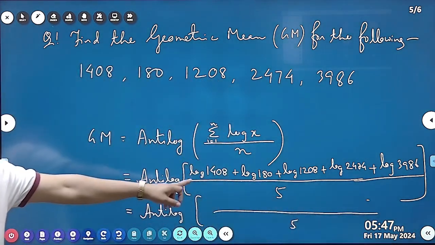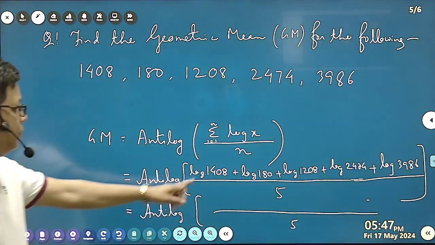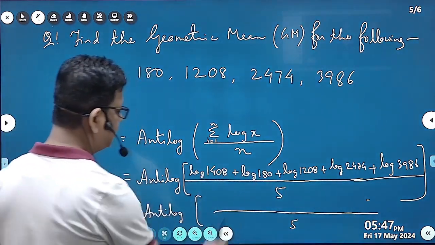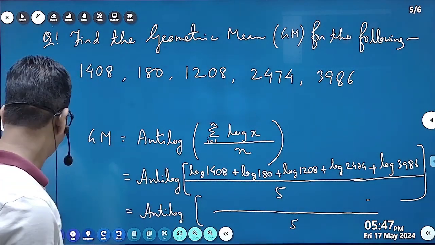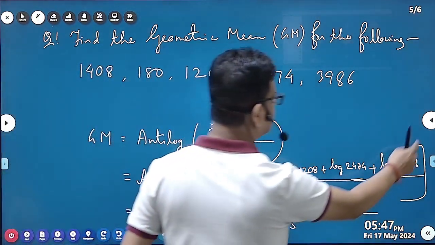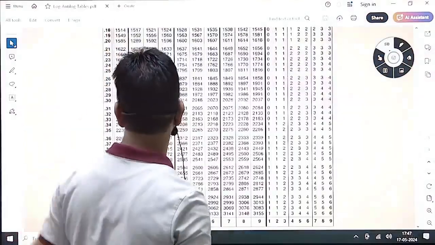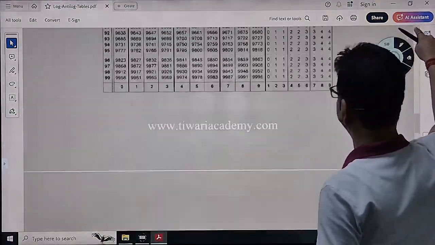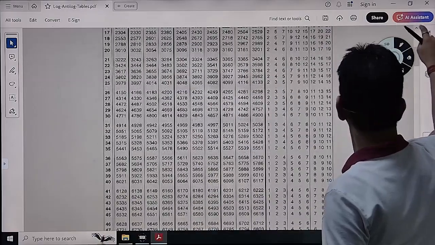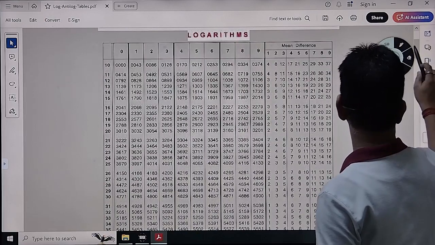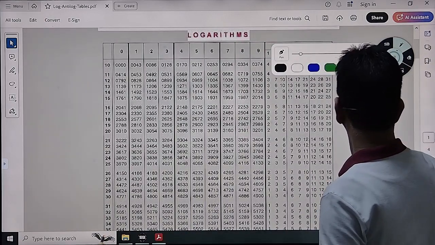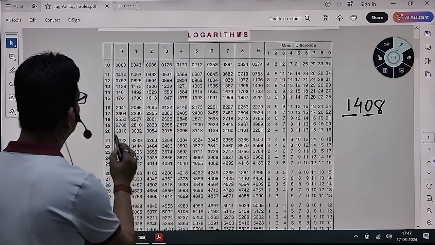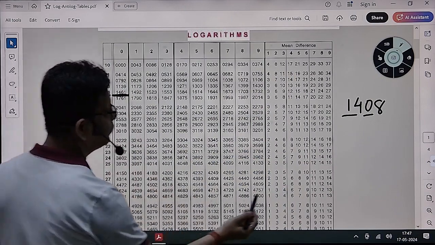Now I'll show the first one, log of 1408. I'll use the first two digits and then the third. From the log table, not antilog, look at 14 then 0. What is the number? 1461.